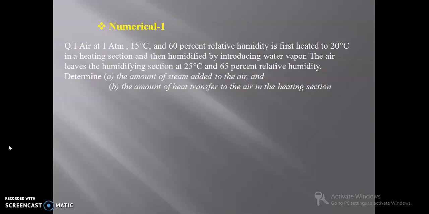So first numerical is: air at 1 atmosphere and 15 degrees Celsius and 60% relative humidity is first heated to 20 degrees Celsius in heating section and then humidified by introducing water vapor or steam. The air leaves the humidifying section at 25 degrees Celsius and 65% relative humidity. Determine the amount of steam added to the air, and second, the amount of heat transferred to the air in the heating section. So basically air at 15 degrees and 60% RH is given.